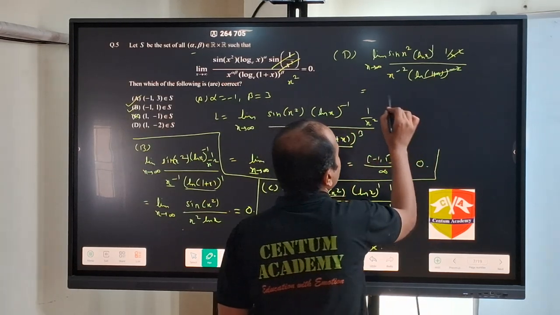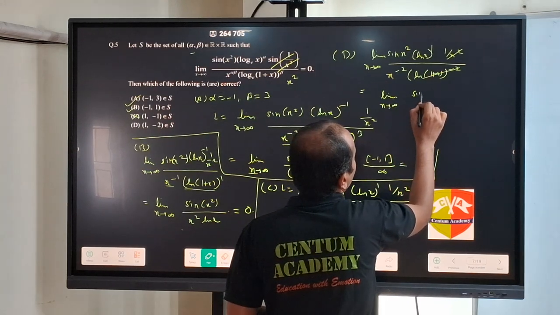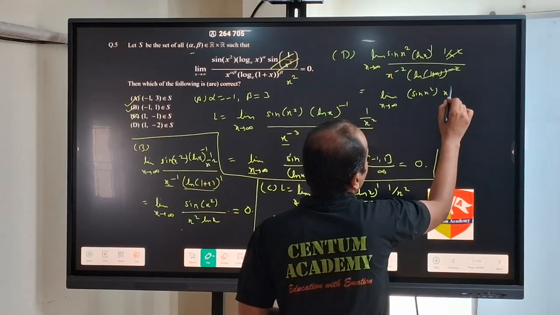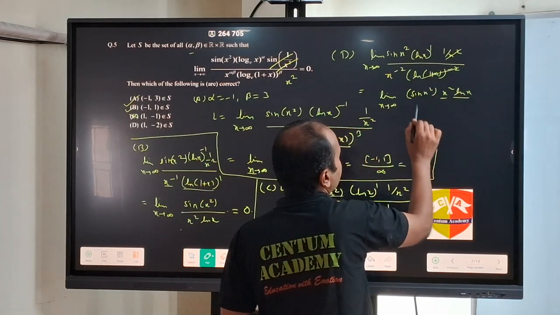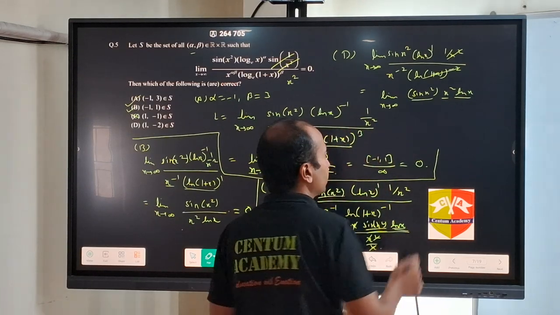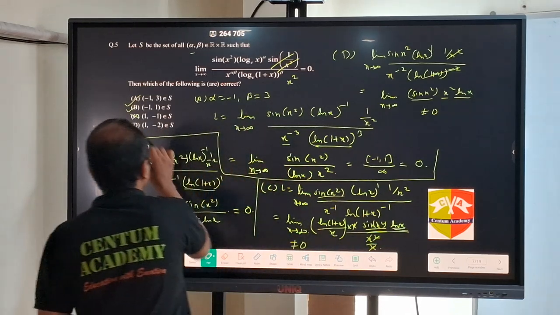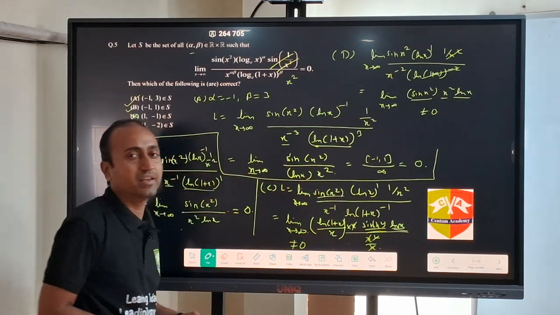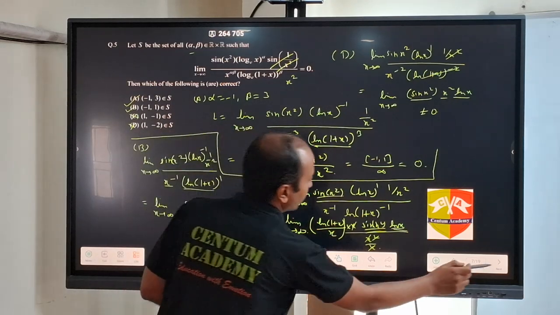Rest what we have is limit x tends to infinity sine of x square times x square ln x. As we know, this will go to infinity, this will go to infinity. What about this? This will oscillate between minus 1 and 1. So again, this limit is definitely not equal to 0. So the only answers are option number A and B.